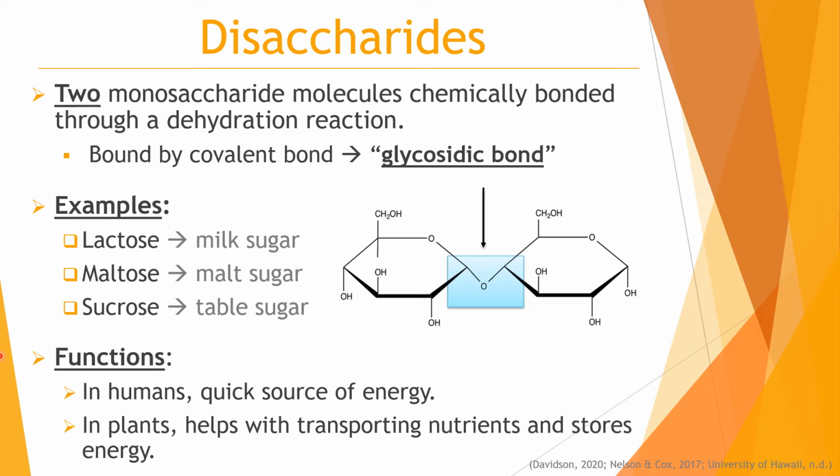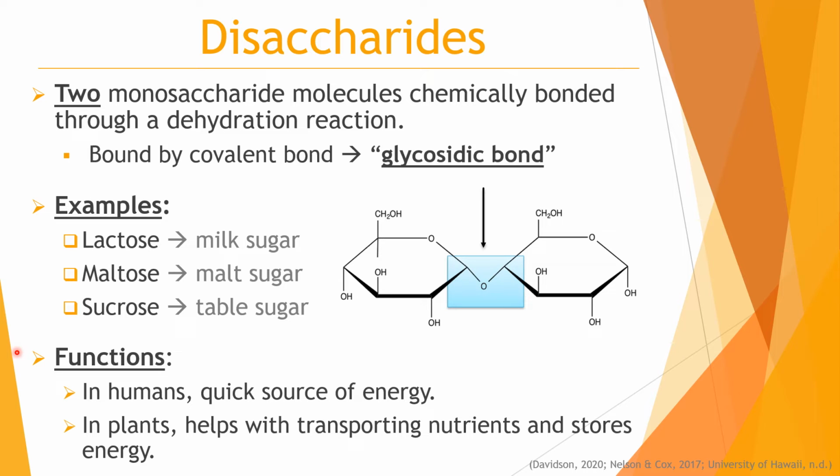Some common examples of disaccharides would include lactose, maltose, and sucrose. Lactose is a disaccharide consisting of the monomers glucose and galactose, and is naturally found in milk. Maltose, also known as malt sugar, is a disaccharide formed by that dehydration reaction between two glucose molecules. And then we have the most common disaccharide, which is sucrose, or table sugar, which is comprised of one glucose and one fructose monomer. And then, as you can see down here, we have our functions.